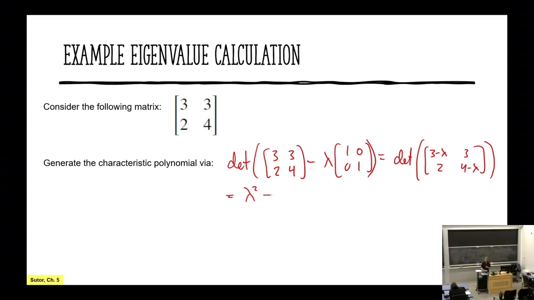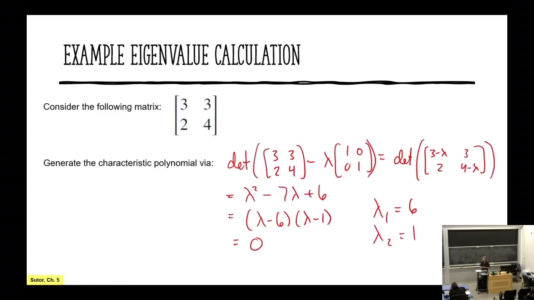Lambda squared minus 7 lambda plus 6. You can go ahead and take time to factor that out. It's just lambda minus 6 times lambda minus 1. This needs to equal 0. So that tells us lambda 1 is equal to 6, and lambda 2 is equal to 1. So those are our eigenvalues for this relatively simple 2 by 2 matrix.